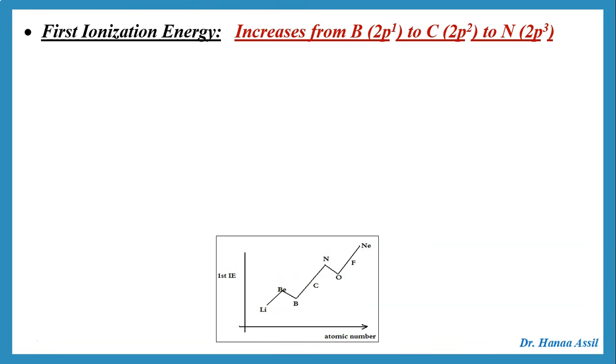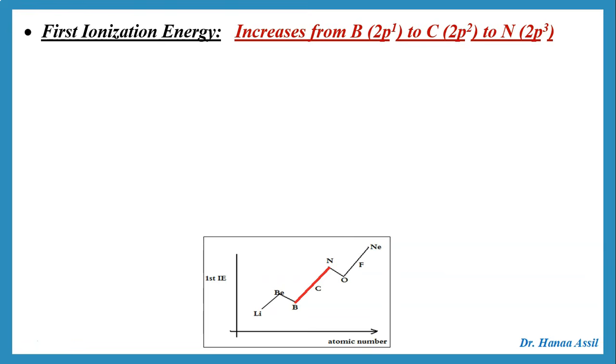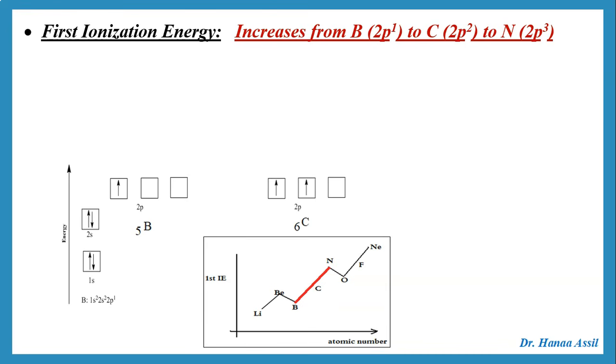And then going from boron, carbon, nitrogen. What is happening from boron, carbon, nitrogen? Well, it is increasing. Now, why is it increasing? Boron, we have 5 electrons. The electron we're removing is from a 2p that is attracted to 5 protons in the nucleus. Now, carbon has 6 total electrons. The electron we're removing is also from the 2p, but then it is attracted to 6 positive protons in the nucleus. Nitrogen has 7 positive protons in the nucleus.